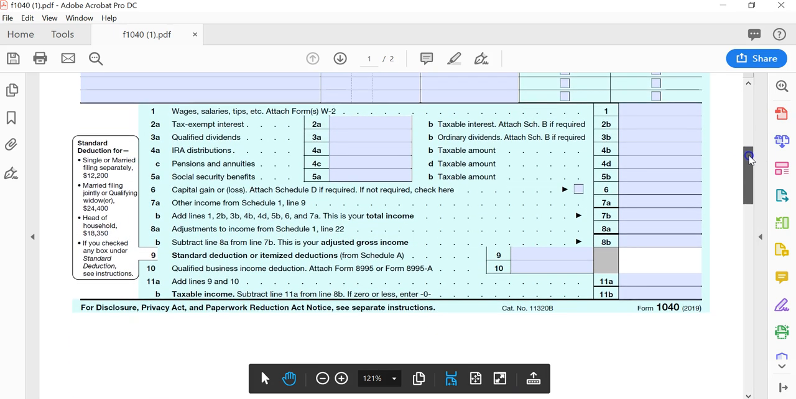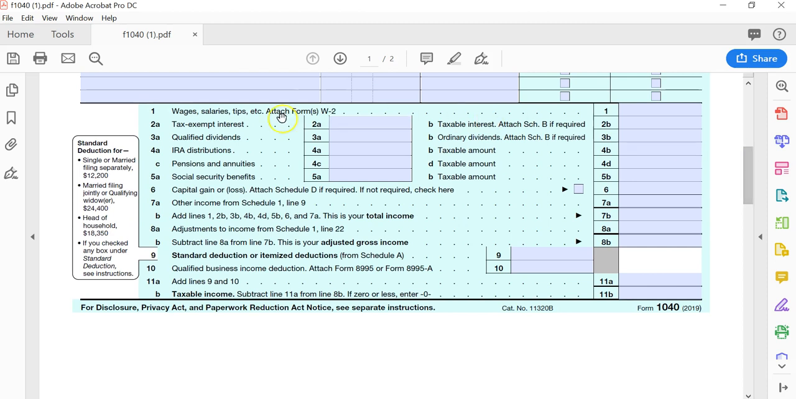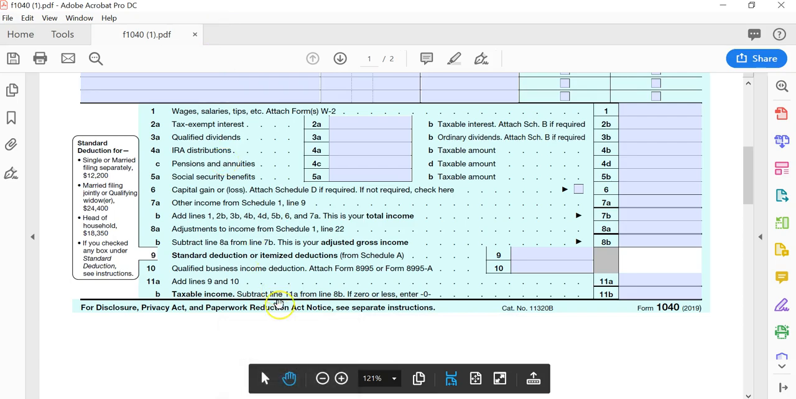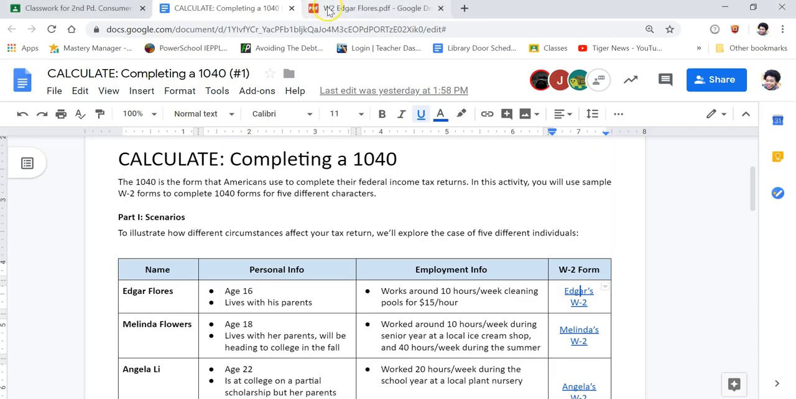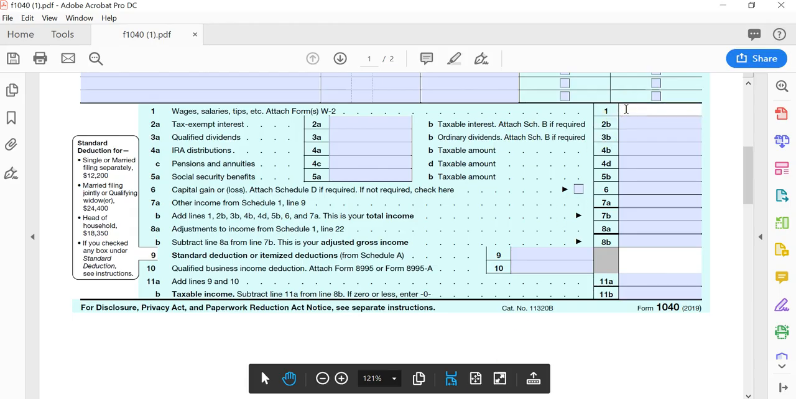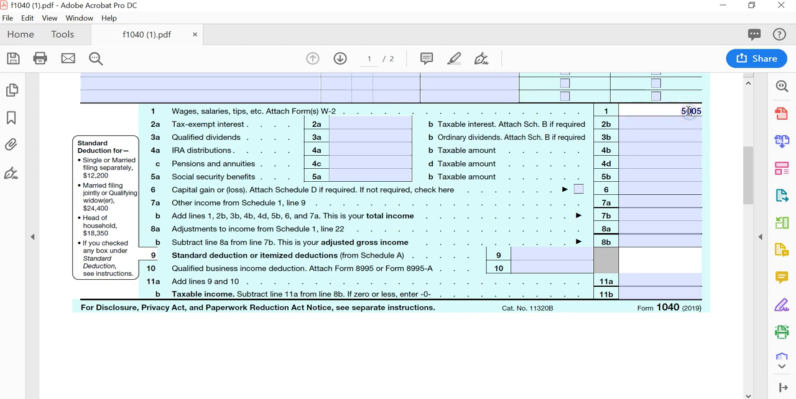Continuing on, we're going to get into the actual worksheet portion of the 1040, starting with number 1, which is wages, salaries, tips, etc., attached form W-2. That number that goes there, we are going to find on Edgar's W-2. And on his W-2, it said that he made $5,505. So we're going to put that number here. All right, now that's correct.